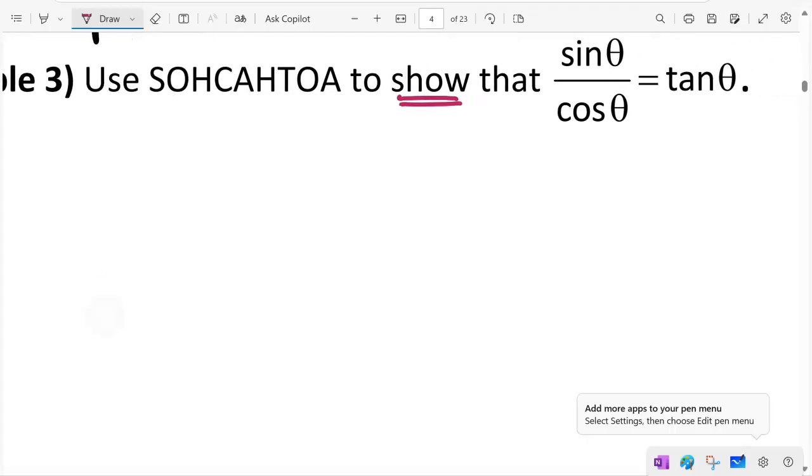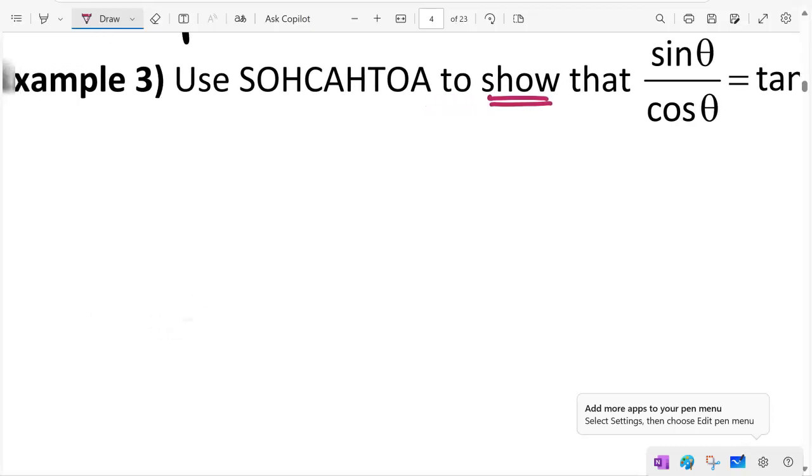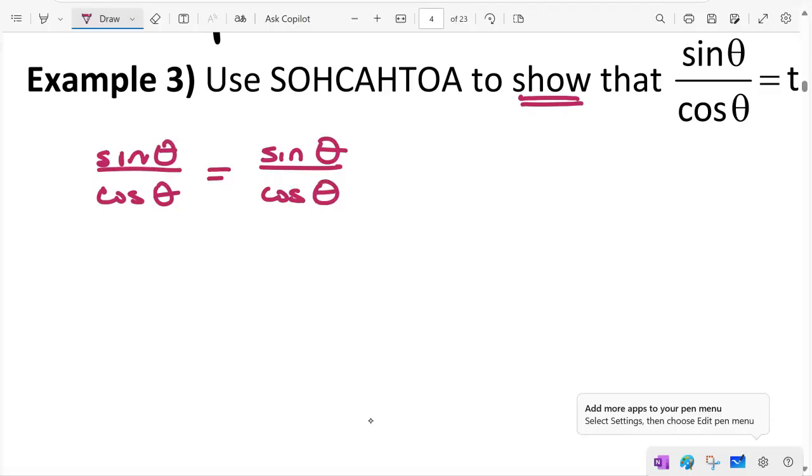So I'm trying to prove that sine of theta divided by cosine of theta is equal to the tangent of theta. So I'm going to start with sine of theta divided by the cosine of theta is equal to the sine of theta divided by the cosine of theta. I hope that's an intuitively obvious starting point, right? It's true because anything is equal to itself. In geometry, you justified that step with the reflexive property.